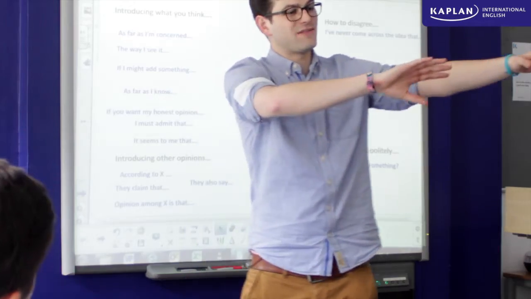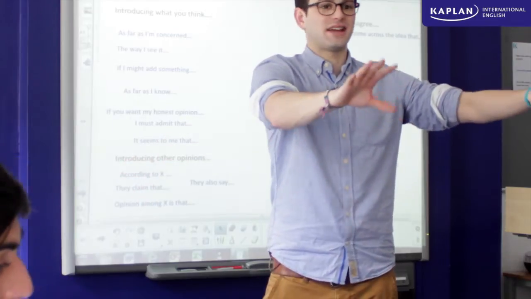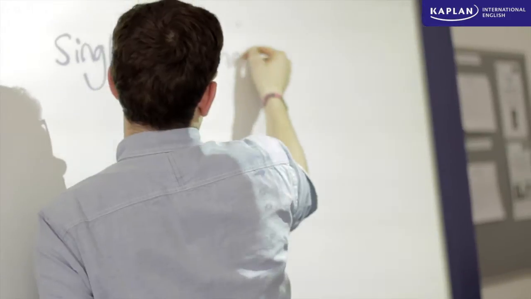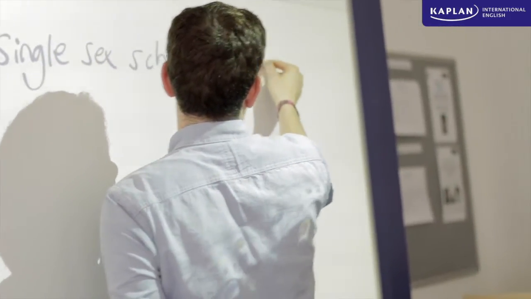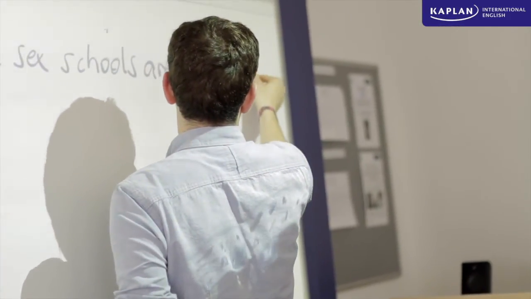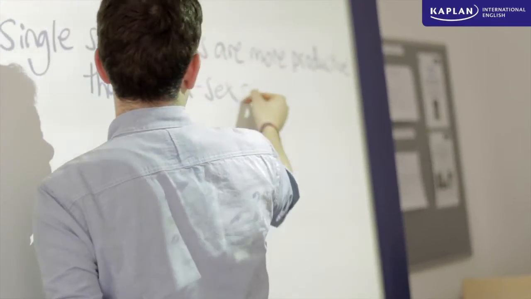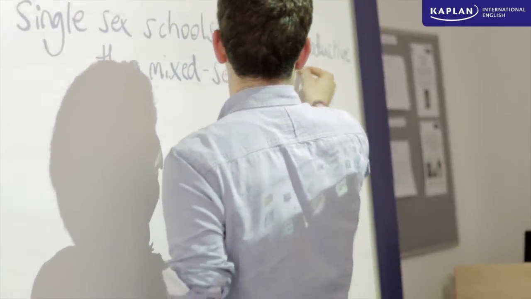I'm splitting up the students into two different teams. We're going to look at the topic of same-sex schools or mixed-sex schools. One team on the right are going to argue for or against this. The other team on the left are going to argue for or against this. And the idea is that they use this language on the board between giving their arguments, so they can introduce their arguments and disagree with the opposition's arguments in real time.